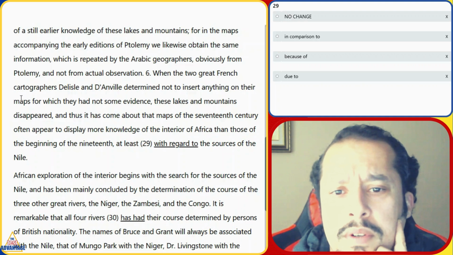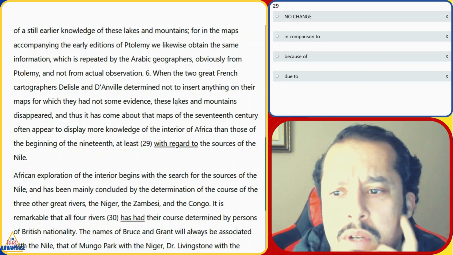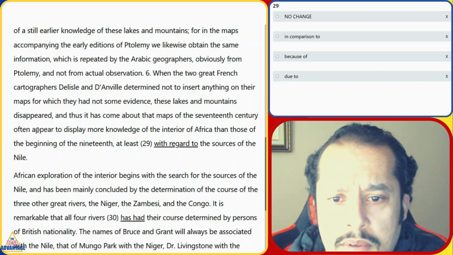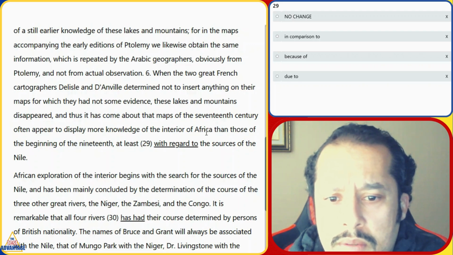When the two great French cartographers determined anything on their maps for which they had not some of these lakes and mountains appear, and thus maps of the 17th century often appear to display more knowledge of the interior of Africa than those of the beginning of the 19th. Regard to the sources of the Nile.